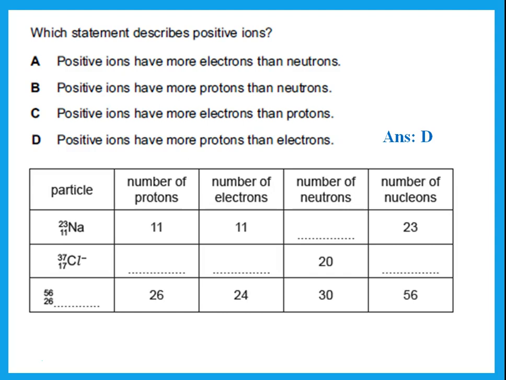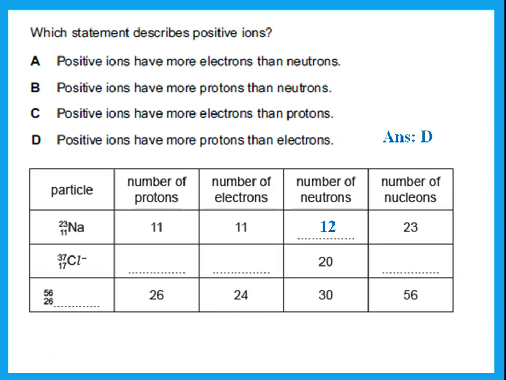Okay? Now, this is another one. Let's go through it very quickly. Now, he says I have this particle, which is sodium, and the number of nucleons is 23. So if the number of protons is 11, what is the number of neutrons? The subtraction of that, which is 12, right?